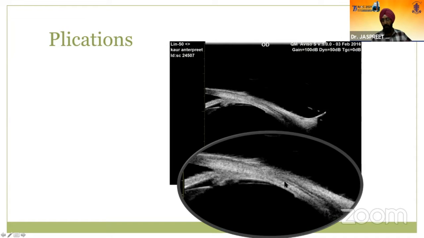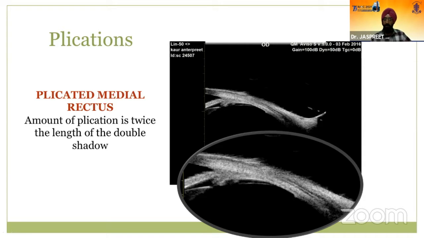So you have one shadow above, one shadow below. If you want to know how much plication is done, you double up the measurements, that's it. So it's twice the length of the double shadow. That's the amount of the plication. So it's fairly useful here as well.